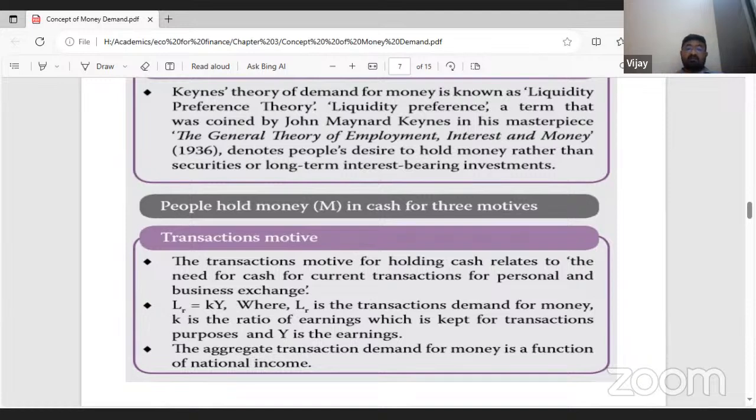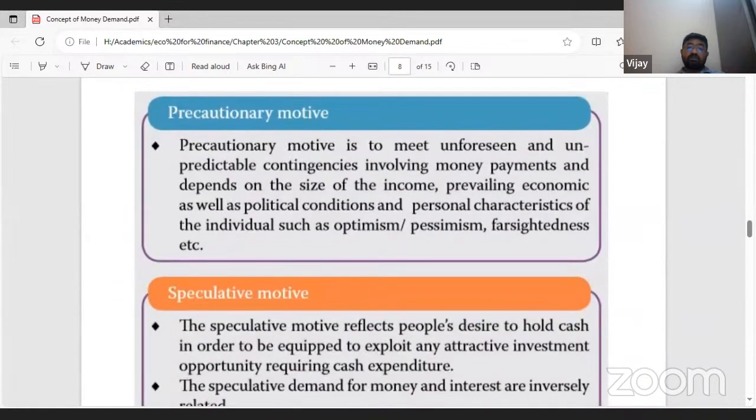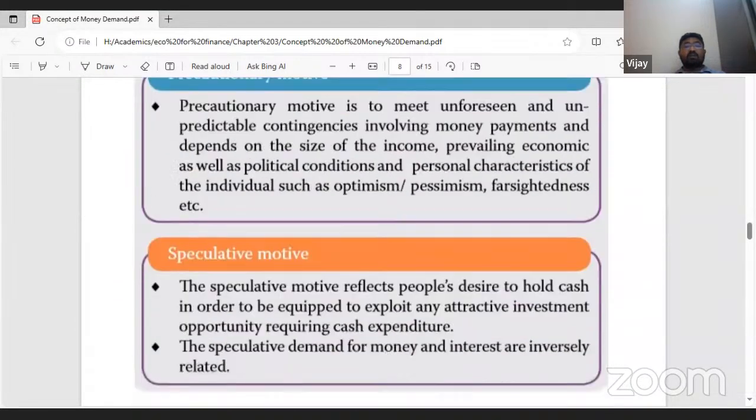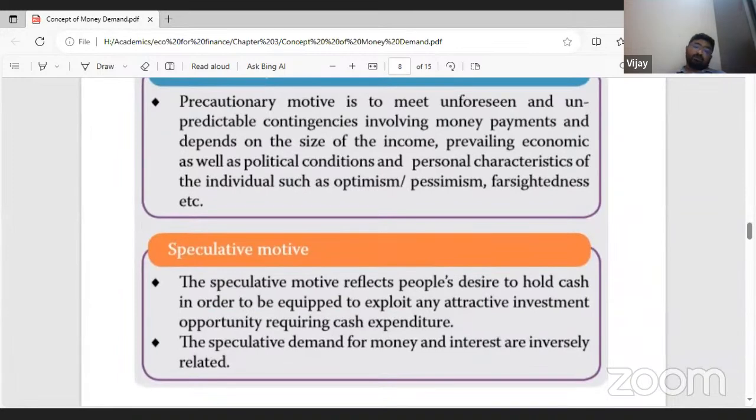This will be there. Then I will hold some amount for liquidity purpose, that is precautionary purpose. Then for the balance amount, I need to decide whether to invest in securities or to retain it as cash. That is what we call the speculative motive, or speculative purpose.